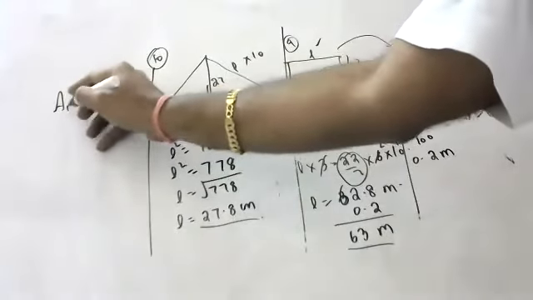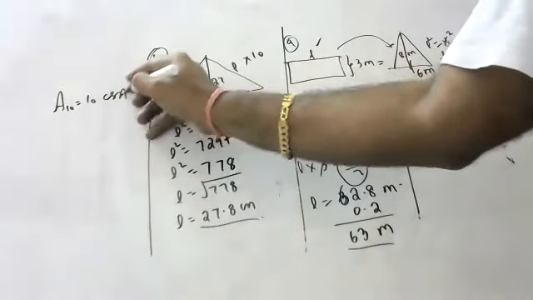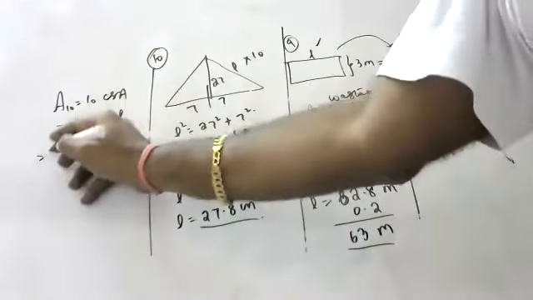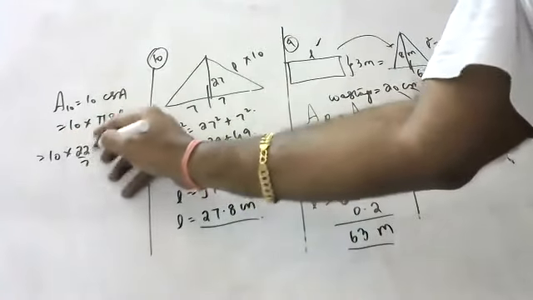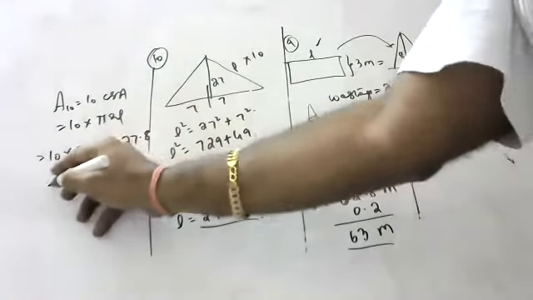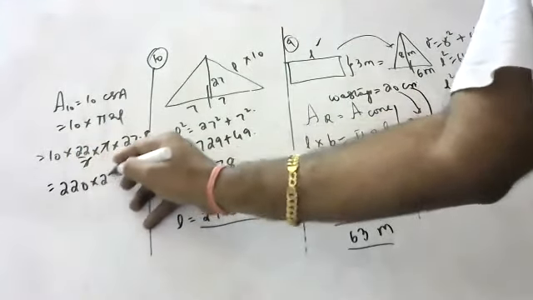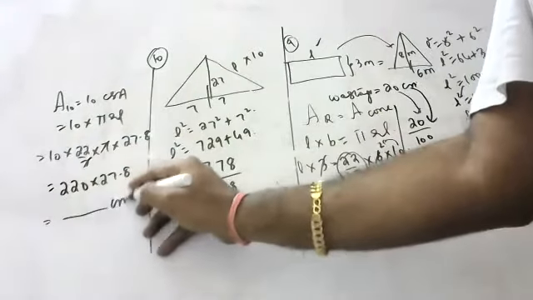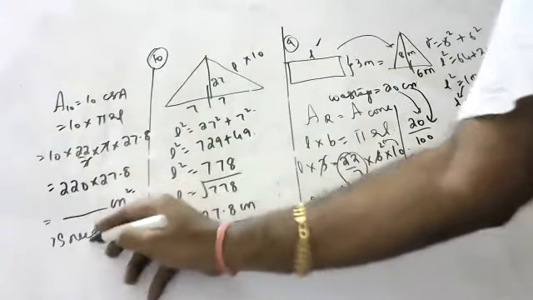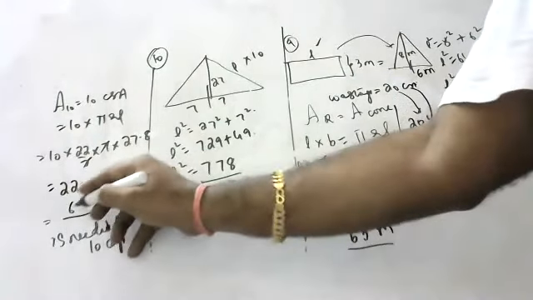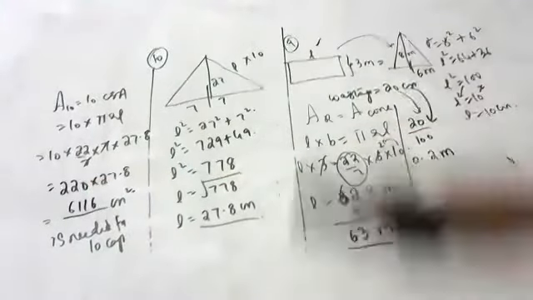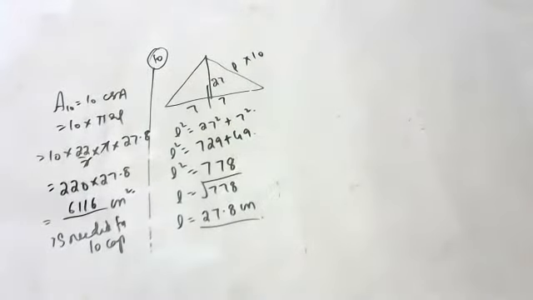Now 10 joker caps have to be made. Area of 10 CSA is equal to 10 into pi r l. So 10 into 22 by 7 into 7 into 27.8. 220 into 27.8. 6116, sir. 6116 centimeters square of sheet is needed to make 10 joker caps. If you want 10 joker caps, you need this much cloth.